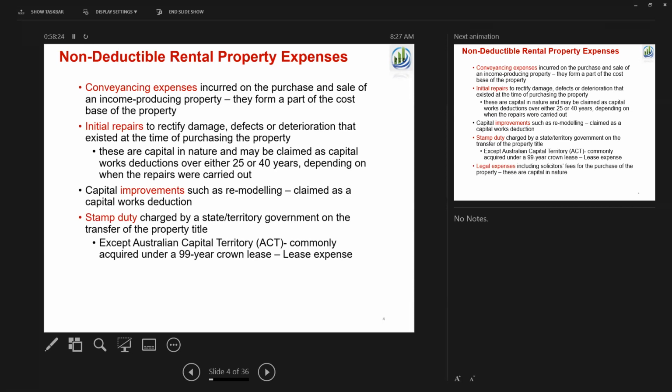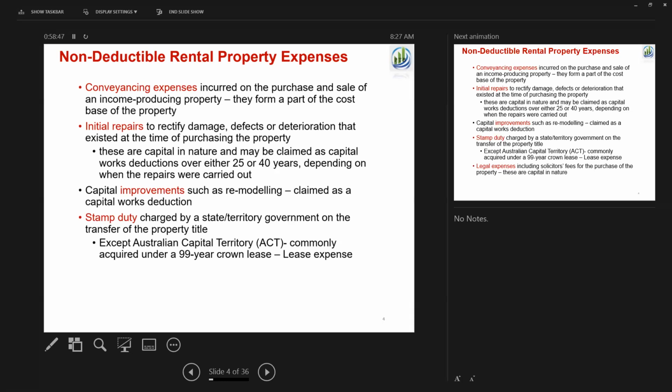It's not under the construction or anything. So therefore, we cannot. That cannot be deductible. But capital improvement and initial repairs can be deductible, right? Through the depreciation, because that's a construction. Stamp duty is not going to be a construction or asset, therefore cannot be deductible. However, in ACT, so I would be very careful.